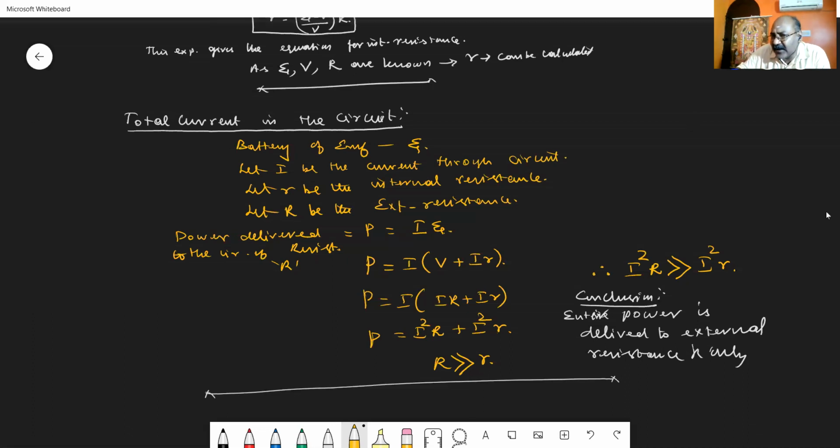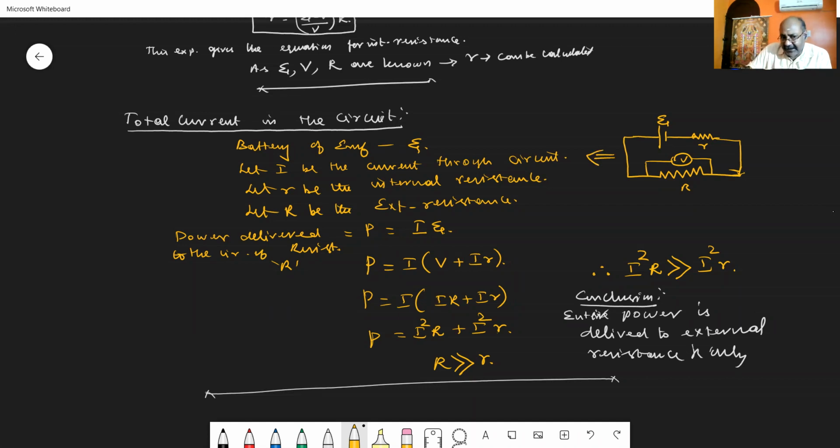Let us consider a circuit like this. You have a battery. This battery has an EMF E. You have an internal resistance small r, so it is in series. Then to this, an external resistance capital R is connected. If you connect a voltmeter across this, the voltmeter reading will give you the potential difference or the voltage. So for this circuit, I have written a small description.